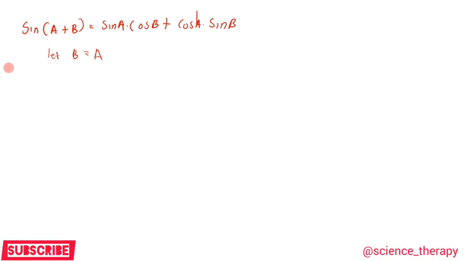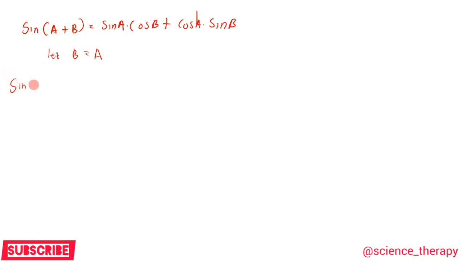So we have our sine A plus B, which gives us sine A cos B. Remember, the sign doesn't change. And then we have cos A and then sine B, right? So manipulating that one so that we have a double angle, we'd say let B be equal to A. So in this case, A and B will be equal angles. So if A is 30 degrees, that means B is also 30 degrees.